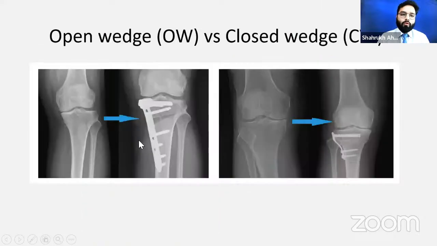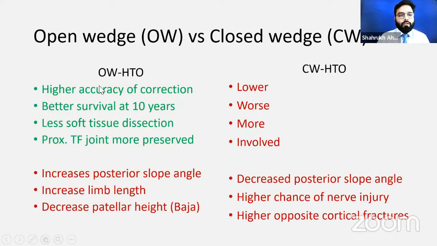We have two options of open wedge and a closed wedge osteotomy. The open wedge osteotomy has a higher accuracy of correction because the gap can be controlled. It has a better survival at 10 years, less soft tissue dissection, and the proximal tibiofibular joint is more preserved. The posterior slope is increased in an open HTO, and it is decreased in the closed wedge high tibial osteotomy. The limb length is increased in open wedge, and there is decrease in patellar height in the open wedge, which can cause knee pain.